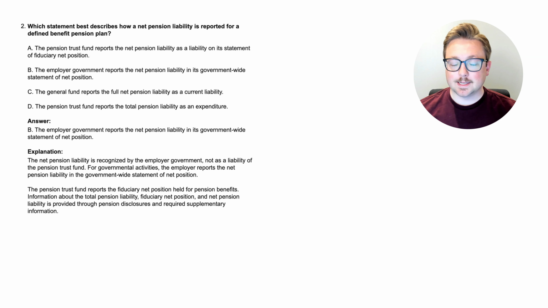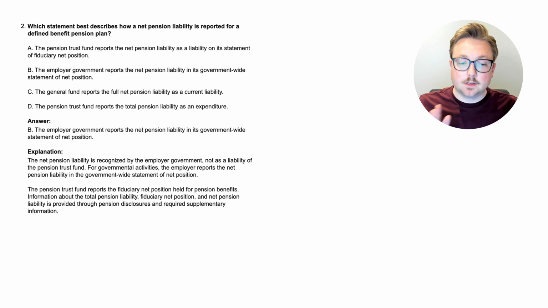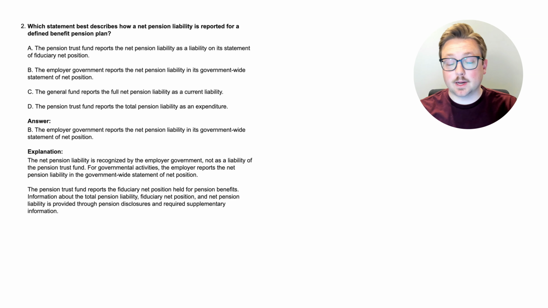All right, here we are. The answer is B. The employer government reports the net pension liability in its government-wide statement of net position. So that's how this is going to be reported. The net pension liability is recognized by the employer government, not as a liability of the pension trust fund. And remember, with a lot of these things that we've been dealing with in the past few videos, it's the government-wide stuff, not the specific trust funds. So again, the net pension liability is recognized by the employer government, not in the pension trust fund.